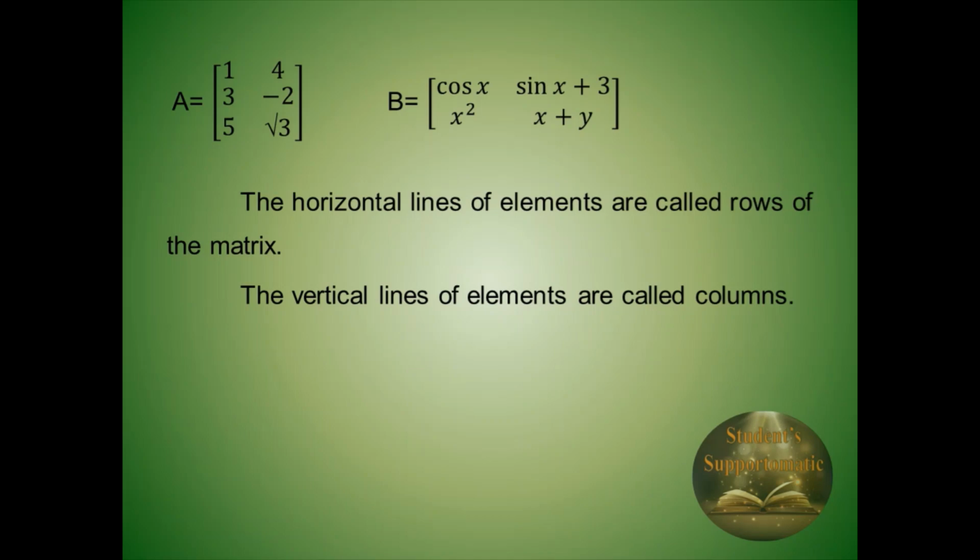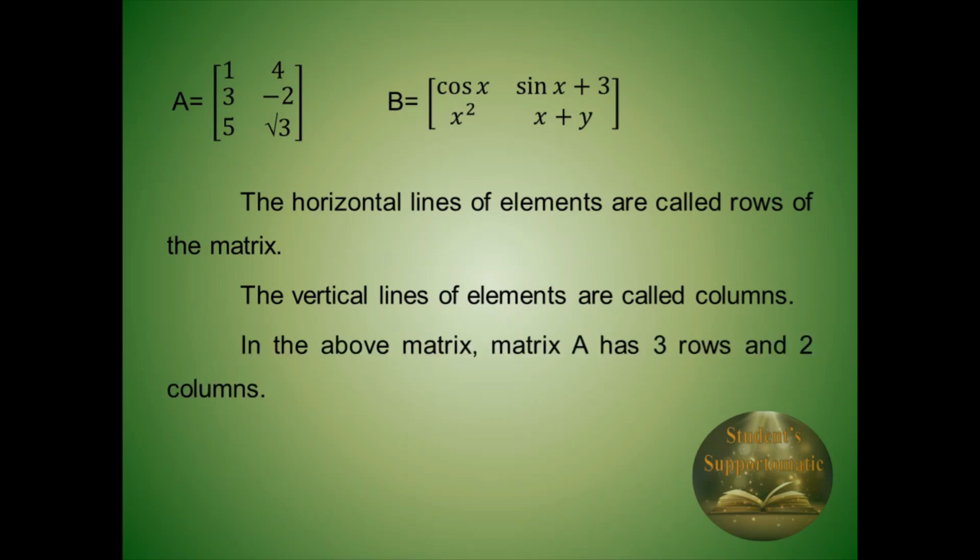So horizontal lines of elements are called rows and vertical lines of elements are called columns of the matrix. In the above matrices, matrix A has 3 rows and 2 columns. In matrix B, it has 2 rows and 2 columns.